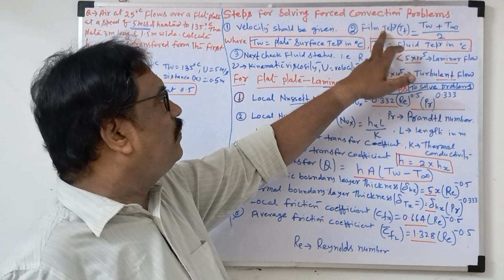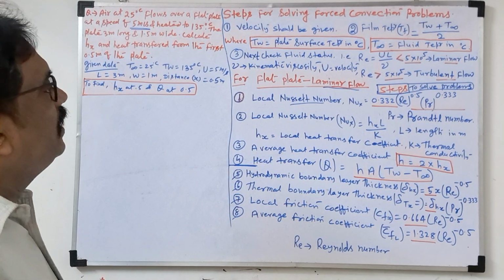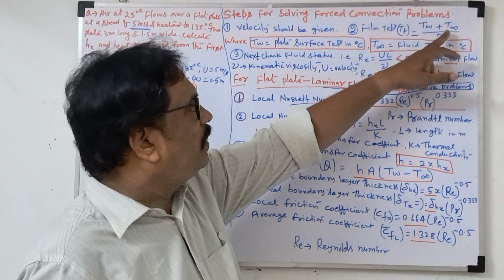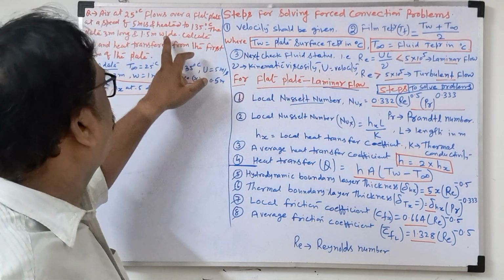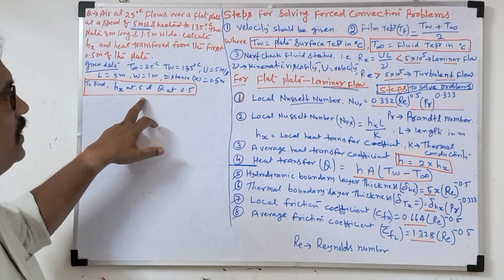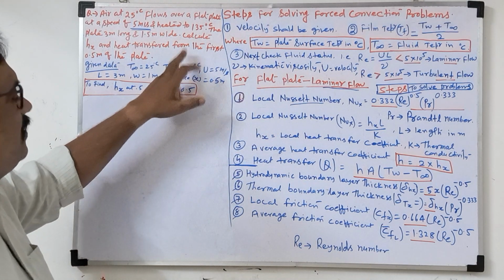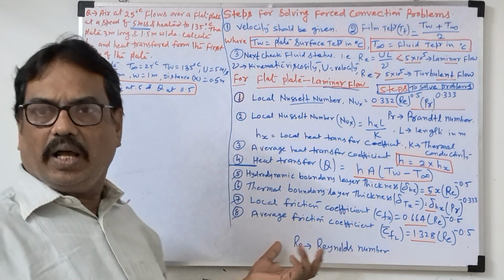The first step is to find the film temperature. Film temperature is (TW plus T infinity) by 2, where TW is the plate surface temperature and T infinity is the fluid temperature. After finding the film temperature, we'll find the status of the fluid. How will we find the status of the fluid? The flow is either laminar or turbulent.